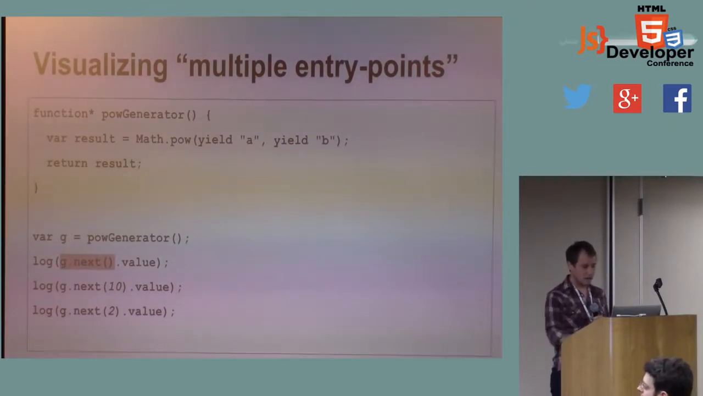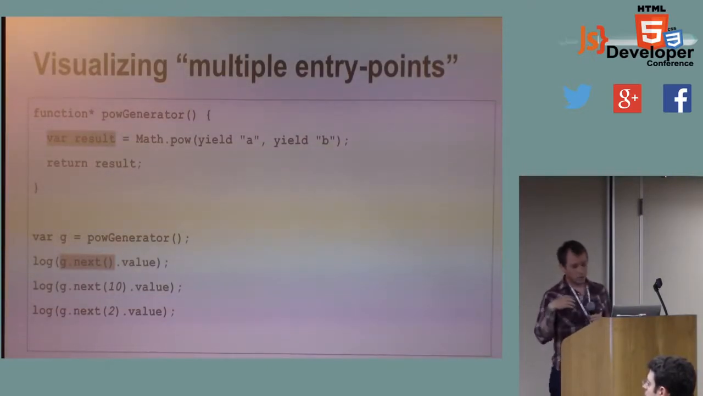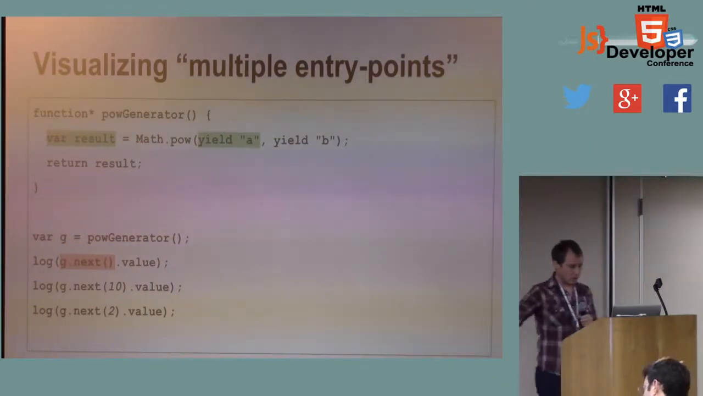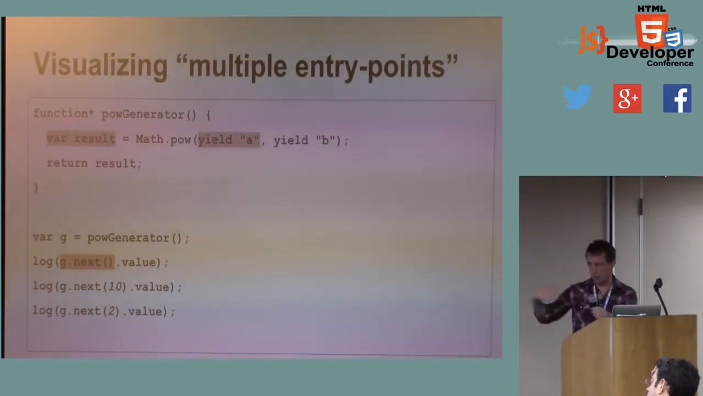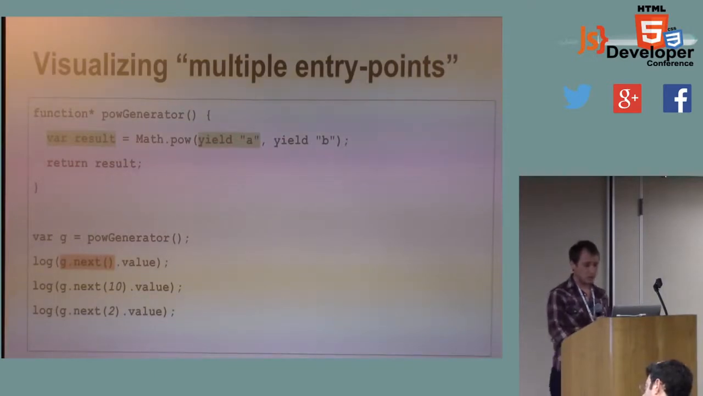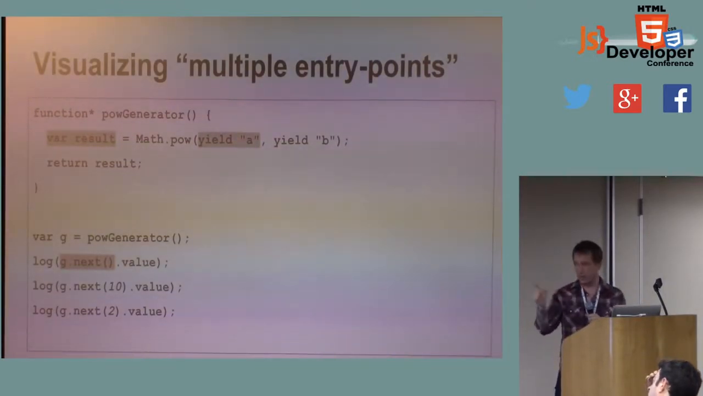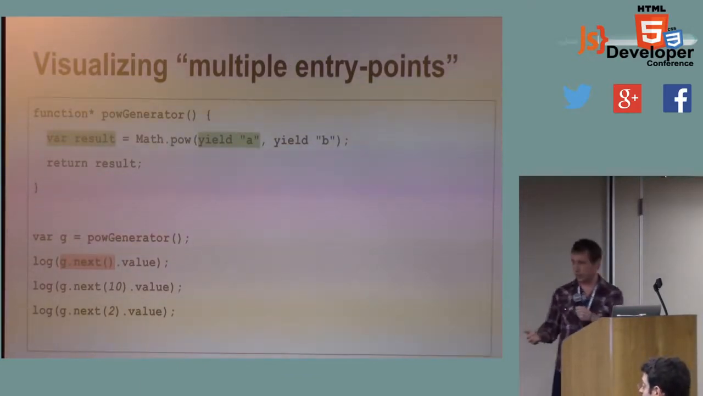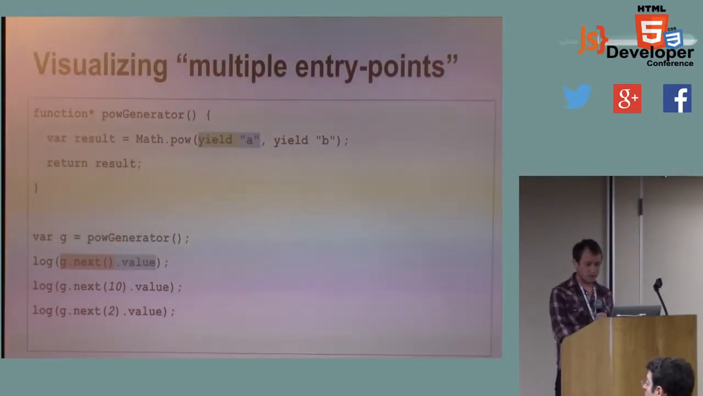We're going to call next on it, which is going to start evaluating the code from top to bottom in the POW generator. So first thing we're going to do, we're going to declare our variables, and then we're going to start evaluating the code on the right-hand side. Based on regular order of operations in JavaScript, the arguments to this Math.pow function are going to be evaluated first. So we're going to hit our first yield operator, and we're going to evaluate the expression on the right side of yield, which is just a string literal, A. And we're going to suspend the generator function, yielding A back to the caller.